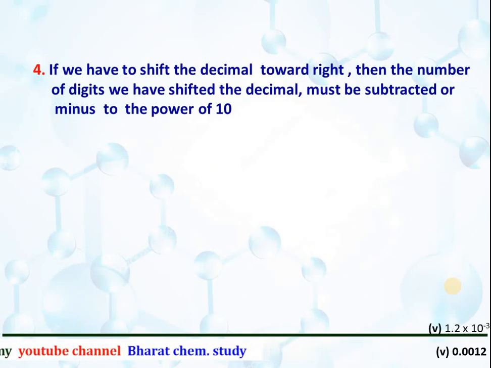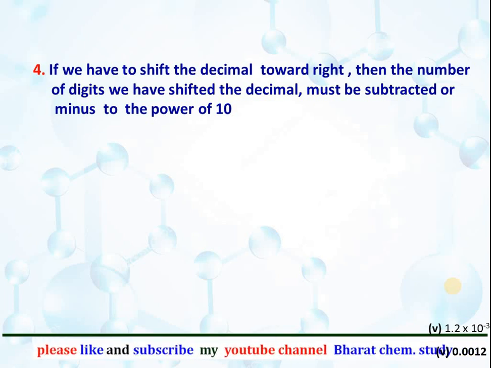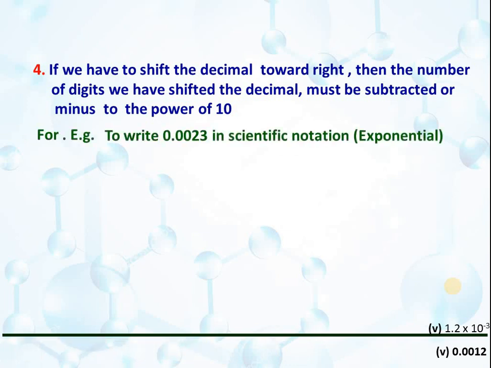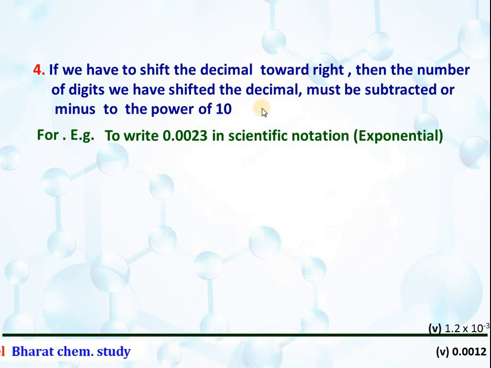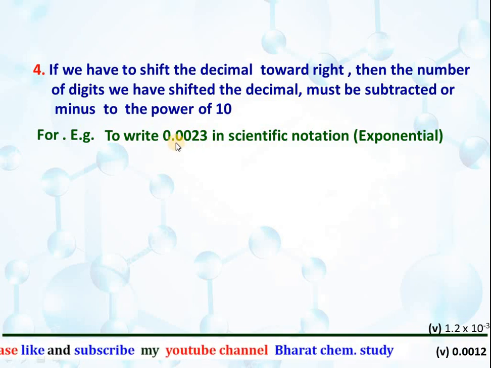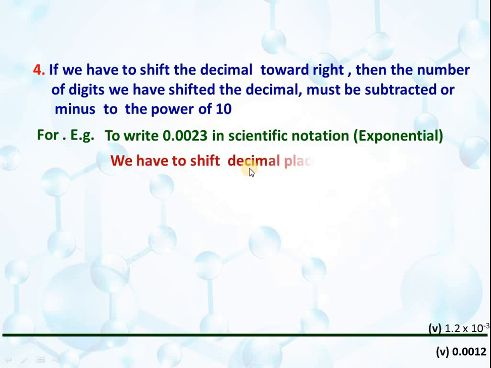If we have to shift the decimal towards the right, then the number of digits we have shifted the decimal must be subtracted from the power of 10, whatsoever the power of 10 is. For example, to write 0.0023 in scientific notation, here we have to shift the decimal 3 digits, that means the decimal should be present after 2. So here we have to shift the decimal 3 digits towards the right.